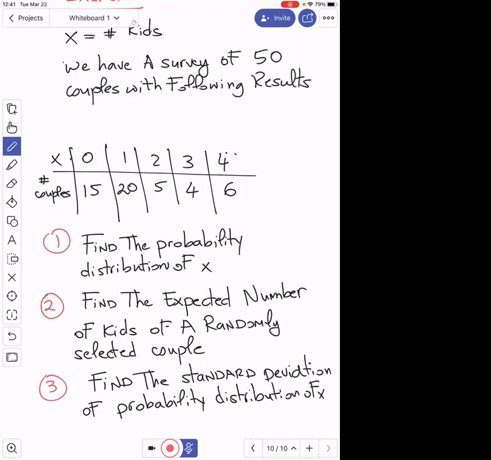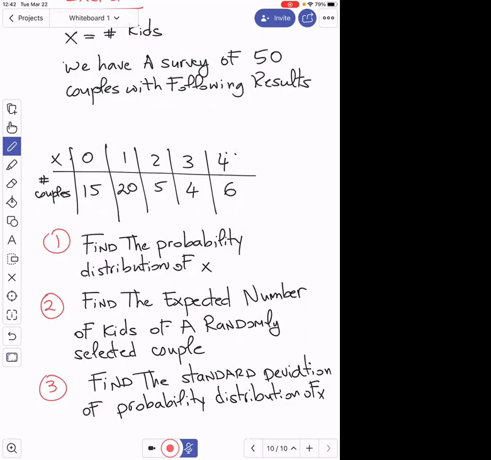Okay. So for number 1, guys, when I say find the probability distribution of X, of course, you need to find the probability of each X, right? The probability that X is 0, the probability that the couple selected randomly has 0 kids, the probability that the couple selected randomly has 1 kid, etc. So we need to find the probability for each value of X, right? That's what we do in number 1. Number 2, we need to find the expected number, so the expected number of kids for a randomly selected couple. So that would be the mean, X bar, right? And 3, of course, it's just the standard deviation.